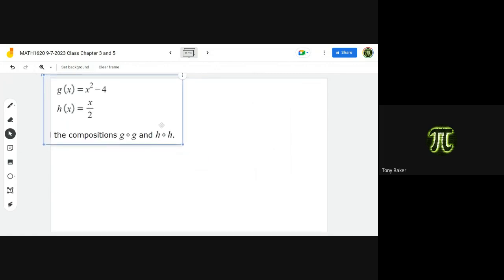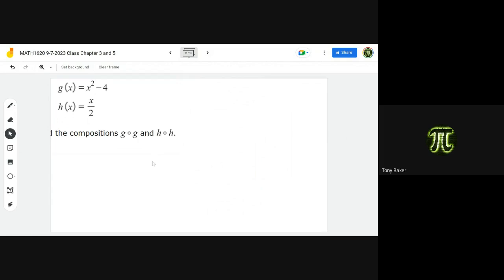So in this problem, they want us to find G of G and H of H. So G of G of X is the same thing as saying G of X. Do you have to do it like this? No. Do you have to write it out like this? No. They just want the answer.